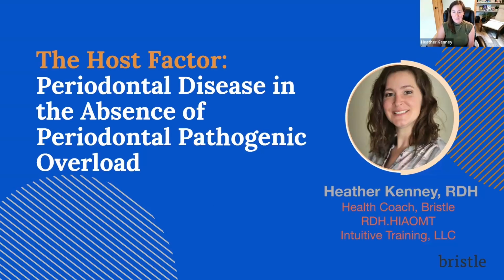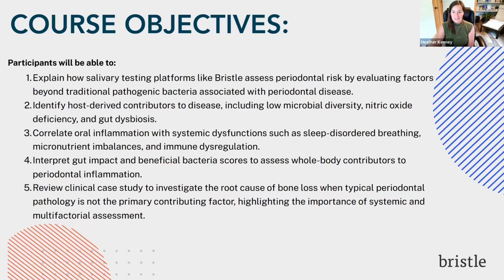So super excited. We're going to be talking about some of the salivary tests. And when we do have a salivary assessment with the periodontal risk and we're not seeing the typical red complex pathology in there, what can we look at in the test to understand what's causing disease pathways?